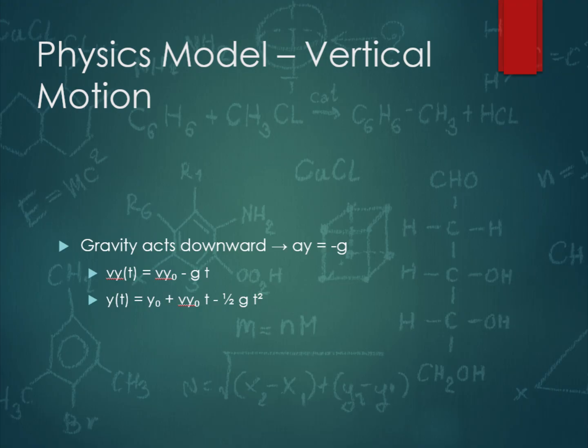Vertically, gravity acts downward. Fy equals negative mg. Velocity becomes vy(t) equals vy naught minus gt, and position is y(t) equals y naught plus vy naught t minus 1/2 gt squared. This predicts a parabolic trajectory.